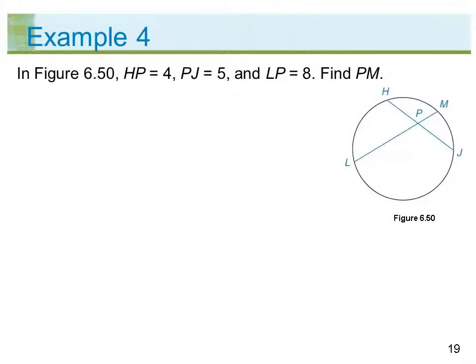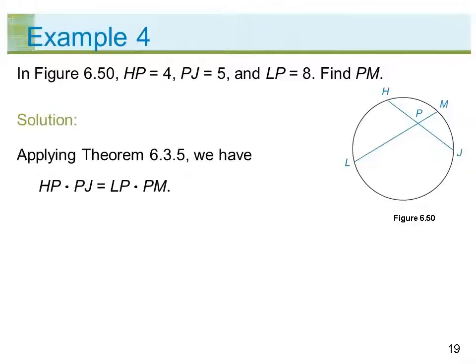In Figure 6.50, length HP equals 4, length PJ equals 5, and length LP equals 8. Find the length PM. Solution. Applying Theorem 6.3.5, we have length HP times length PJ equals length LP times length PM. Then 4 times 5 equals 8 times length PM. 8 PM equals 20. Length PM equals 2.5.